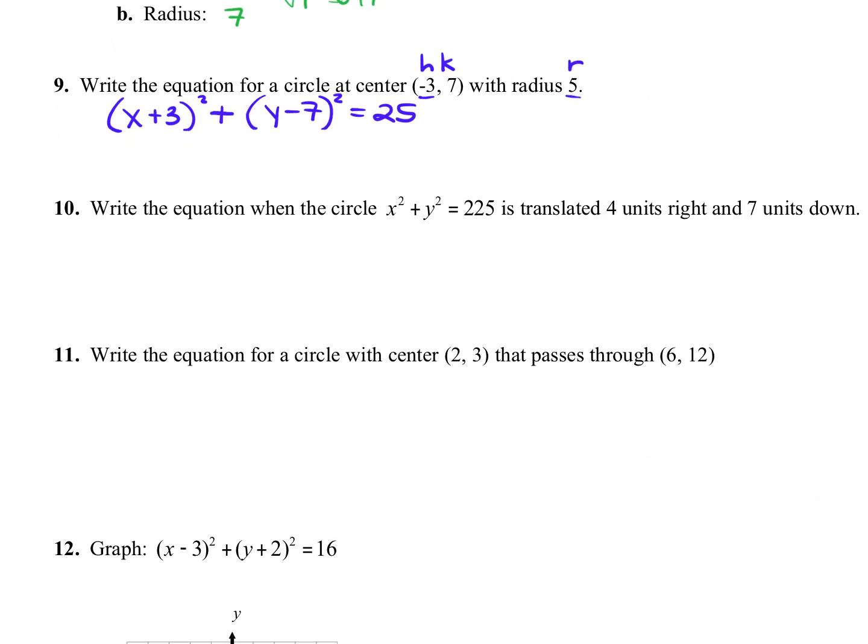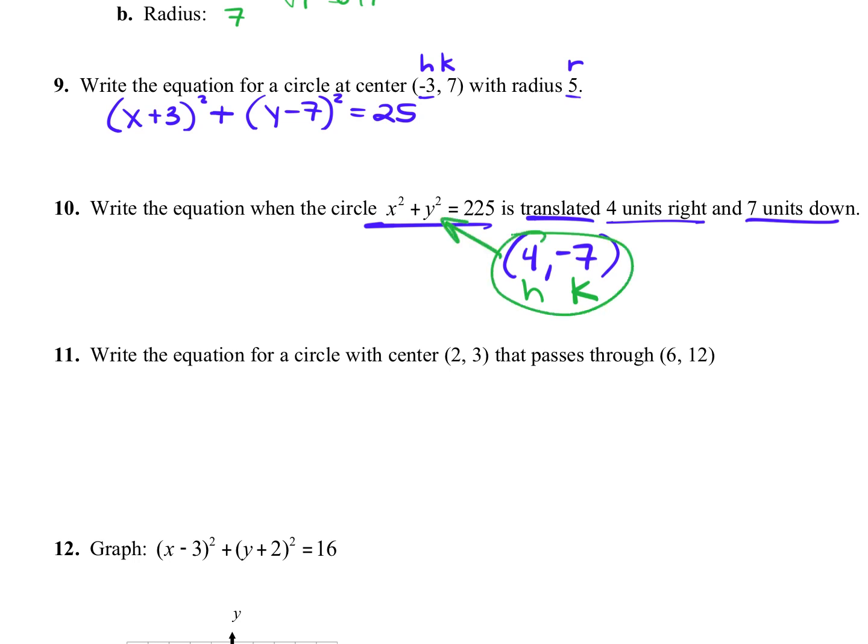Okay, number 10 is saying take a circle. What's the center of this circle? 0, 0. Because there's nothing fancy, no HK setup. And translate it, slide it 4 units to the right and 7 units down. If you're going 4 units to the right from 0, 0, you're at a +4. If you're going 7 units down, you're at a -7, right? So this is your center. This is your H and your K. How do I use that to make this equation, the same circle, just shifted?